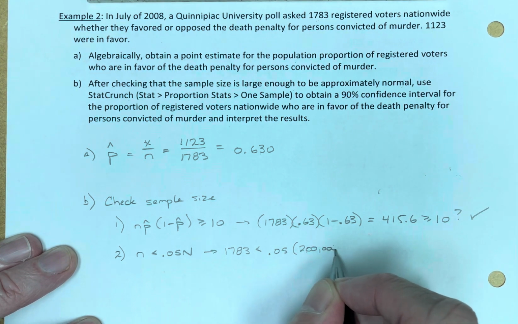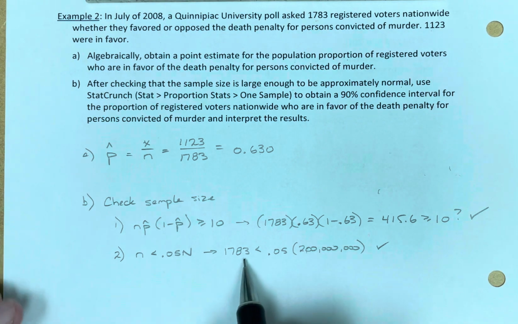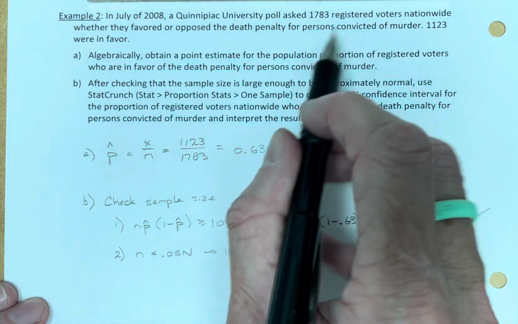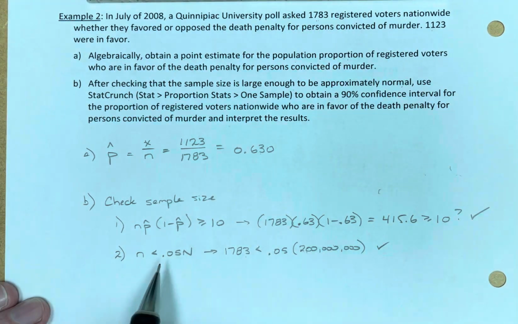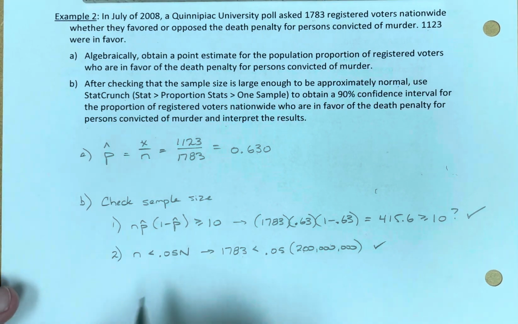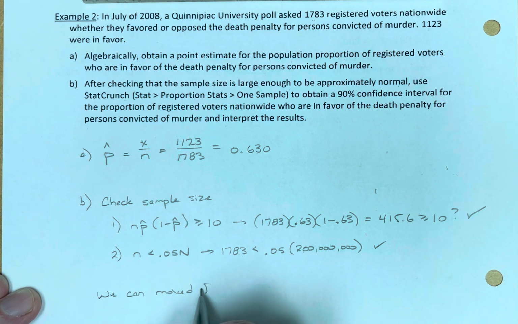So here's 200 million, and you can do that math, but yes, our sample is way less than 5% of the population of registered voters. That's just fine. And again, number 2 here is almost always just fine, but we're going to do a check anyways with it. So we can move forward. We know we are approximately normal. We can move forward and pretend and work with it being normal.